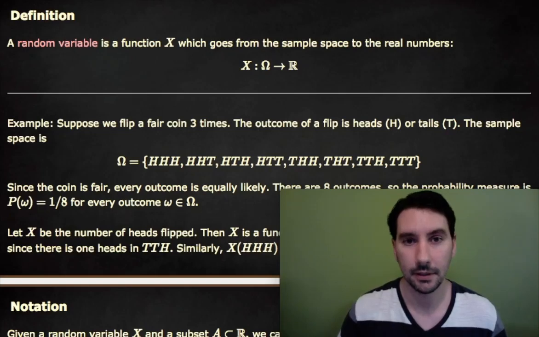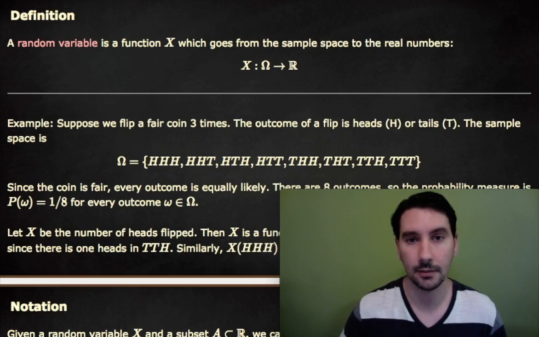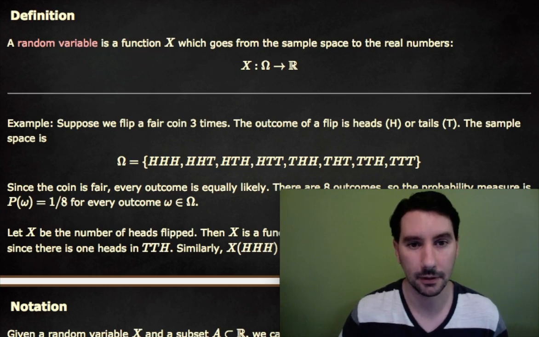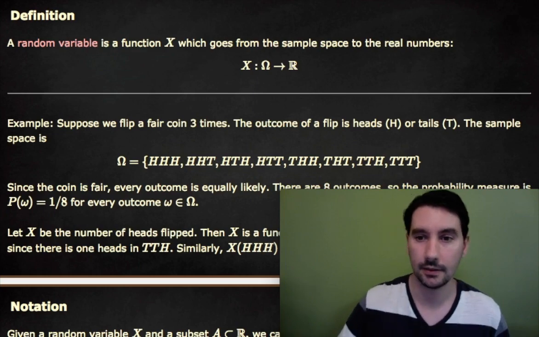This lesson is about random variables. The definition of a random variable is fairly straightforward, but it may not be how you would first think of the definition if you were trying to define it yourself. So the definition of a random variable is it's a function which goes from the sample space omega to the real numbers. Let's look at an example.